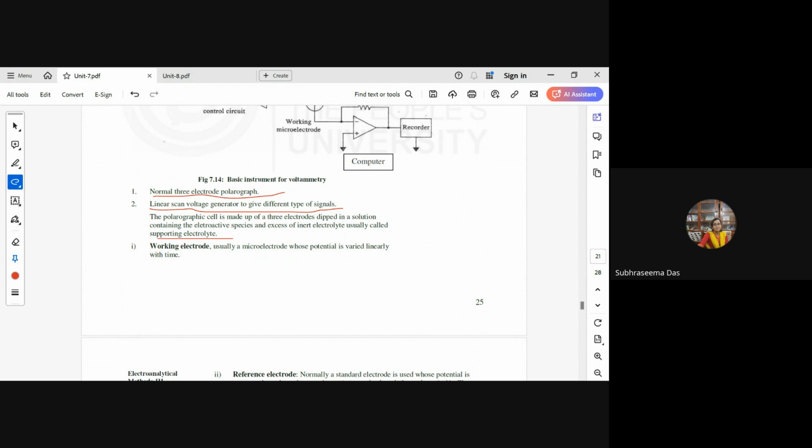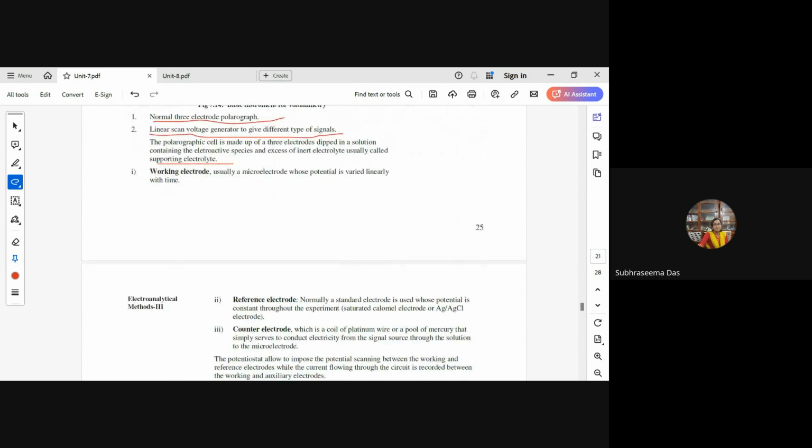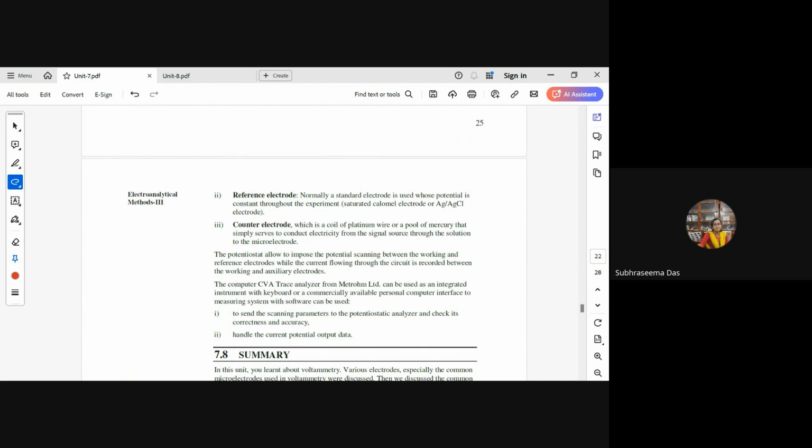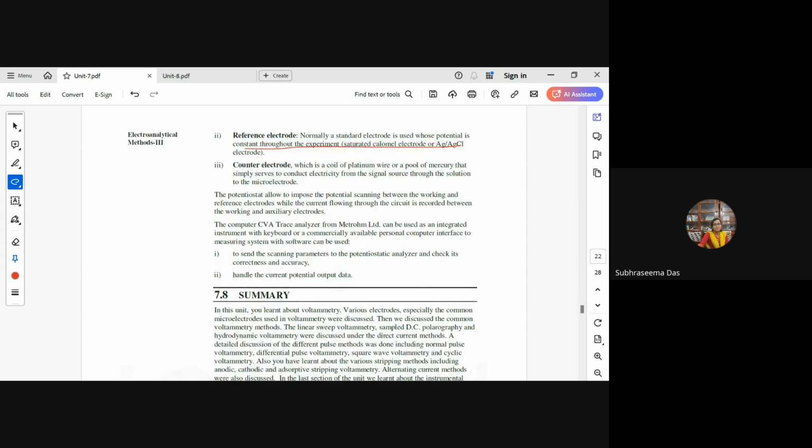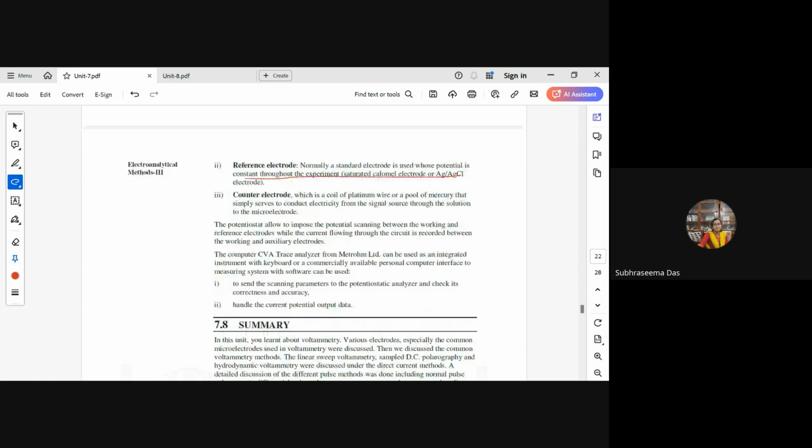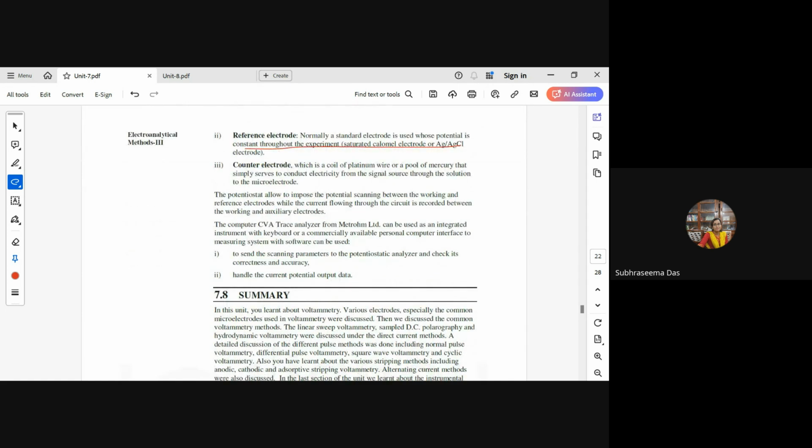A working electrode, which is a microelectrode, is taken, whose potential is varied linearly with time. A reference electrode is normally a standard electrode whose potential is constant throughout the experiment. The counter electrode, which is mostly a platinum coil or a pool of mercury, just serves to conduct electricity from the source through the solution to the microelectrode, that is the working electrode. The potentiostat allows imposing the potential scan between the working and reference electrodes, while the current flowing through the circuit is recorded between the working and auxiliary electrodes.